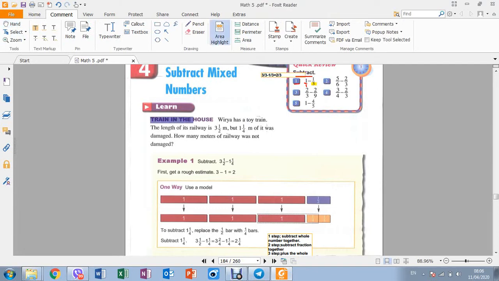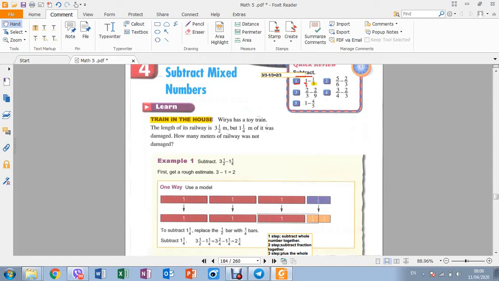Train in the house. Uriah has a toy train. The length of its railway is 3½ meters. But 1 1/4 meters of it was damaged. How many meters of the railway was not damaged? What do we need to do? We need to subtract these two numbers together to know how many meters of the railway were not damaged.